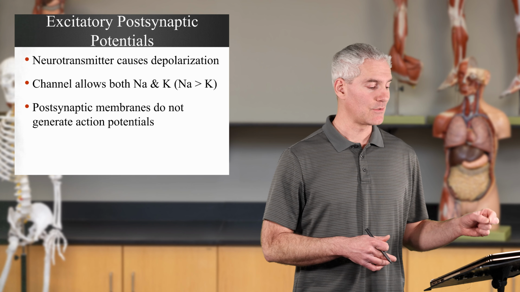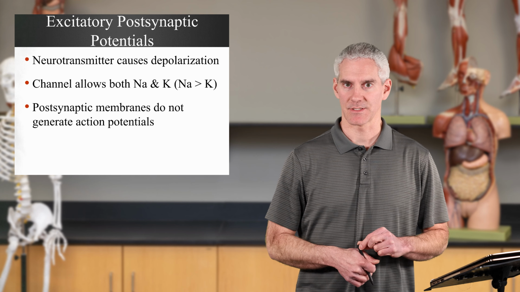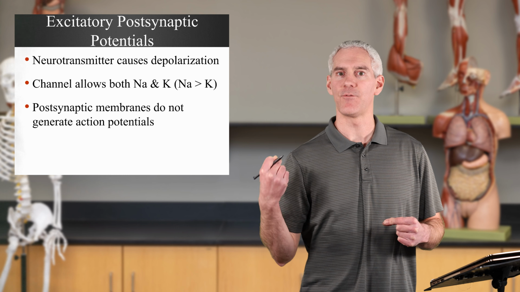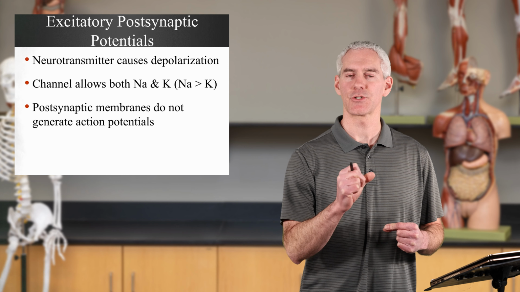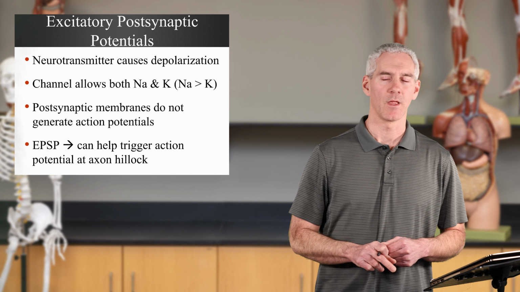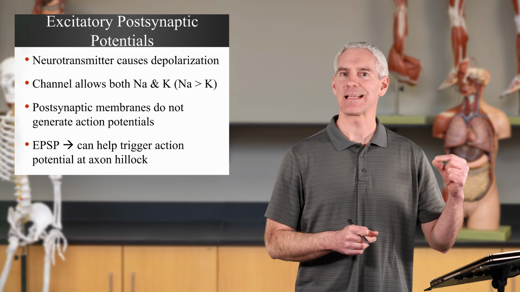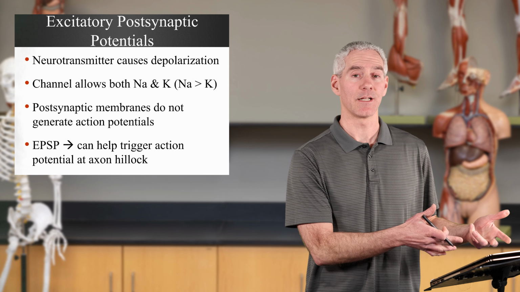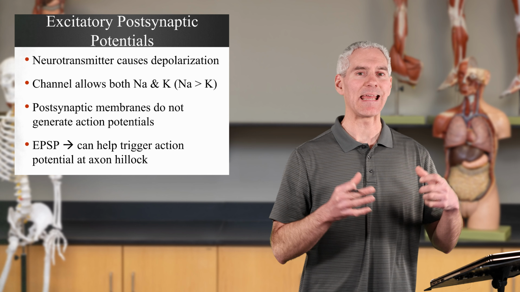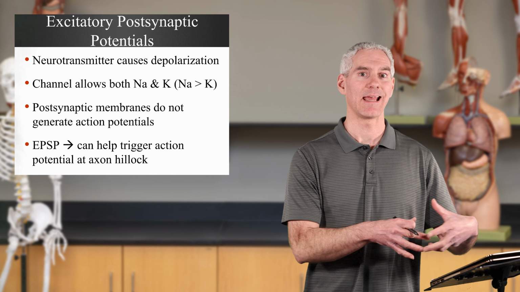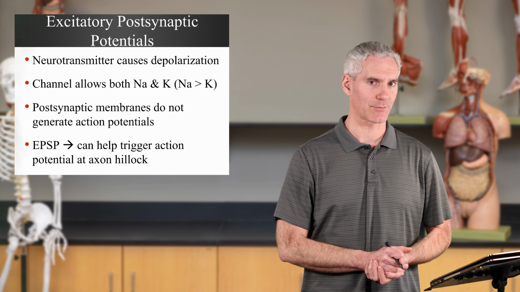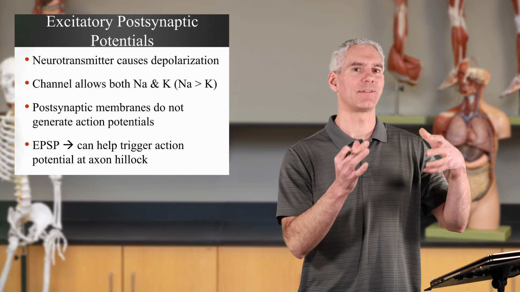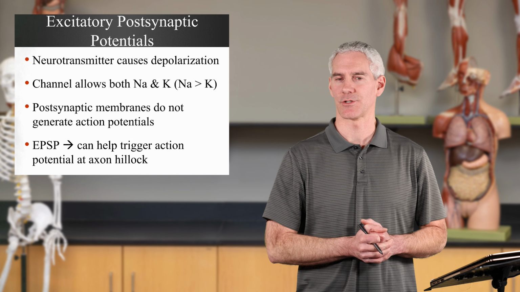Now again, these do not generate action potentials. These are chemically gated channels. You need the voltage regulated channels to trigger an action potential. So this EPSP, excitatory postsynaptic potential, it can trigger an action potential if you're at the axon hillock and if they add together to reach threshold. So there's a big couple ifs there. You gotta kind of add things together. You gotta be where you can generate an action potential also.